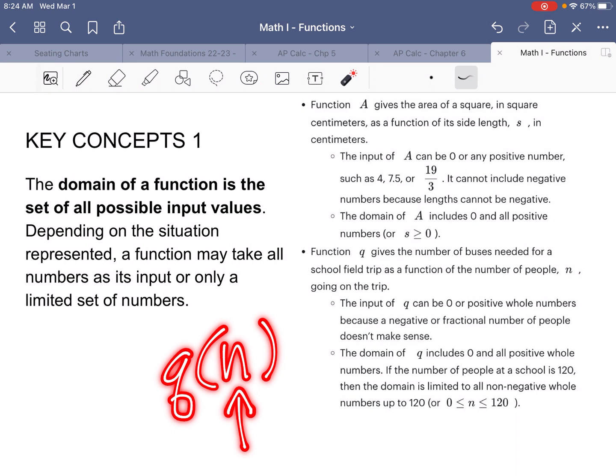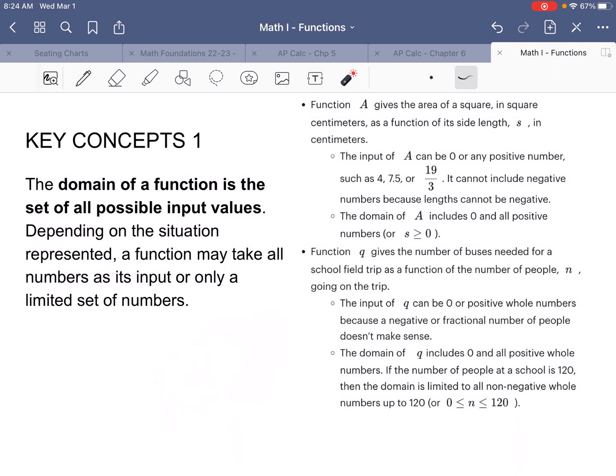Can we have fractions of people or decimal people, like 3.8 people? No, that would just be 3 people and then one person's kind of short. They count fully as a person, even if they're kind of short. So we need to make sure that our inputs of Q can be 0 or any positive whole number, because again, negative or fractional numbers of people don't make sense. So we would say that the domain of Q includes 0 and all positive whole numbers.